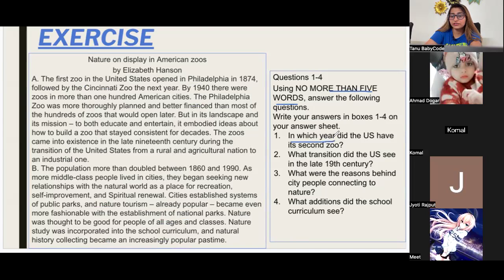In which year did the US have its second zoo? What transition did the US see in the late 19th century? What were the reasons behind city people connecting to nature? So you're looking for the reasons. What additions did the school curriculum see? So you're looking for additions. Please read the question part carefully.